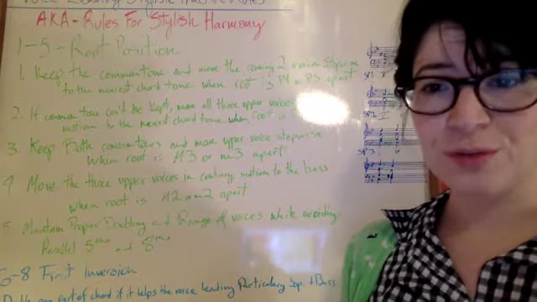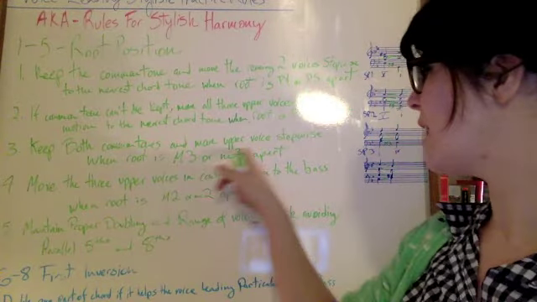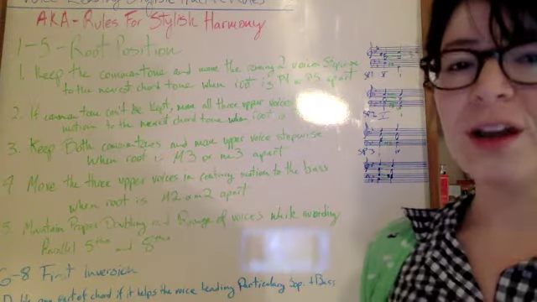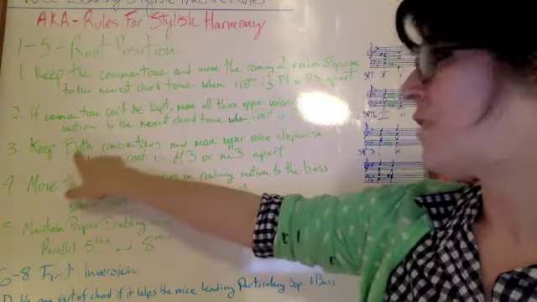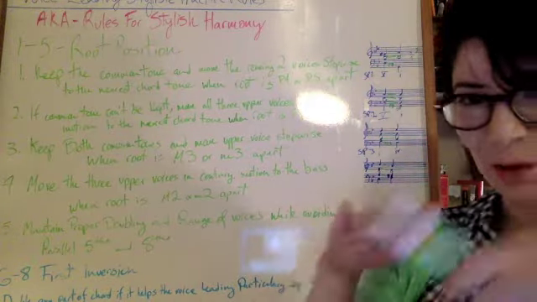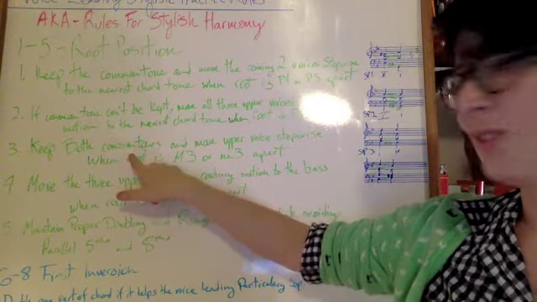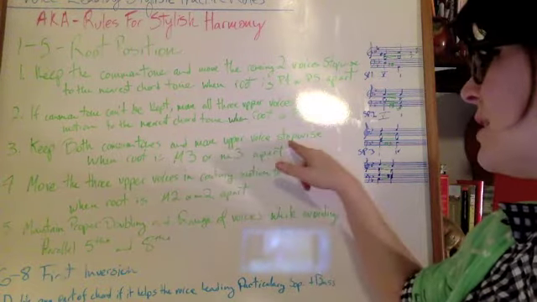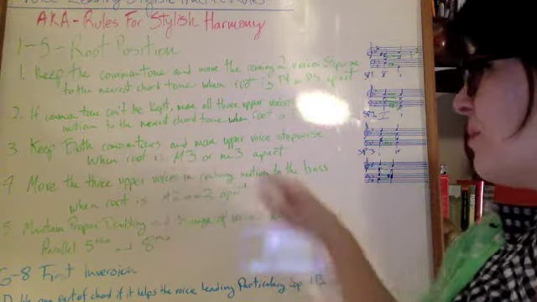So our third rule for root position is keep both common tones and move the upper voice stepwise when the root is a major third or minor third apart. When the root or the bass line is a third apart, you actually have two common tones, just by the very nature of the way the chords are shifting if it's in root position. So you're going to keep both of those common tones. If you can keep a common tone, as a general rule, keep it. And then move the upper voice stepwise, whichever upper voice doesn't get to keep the common tone, when the root is a major third or minor third apart.